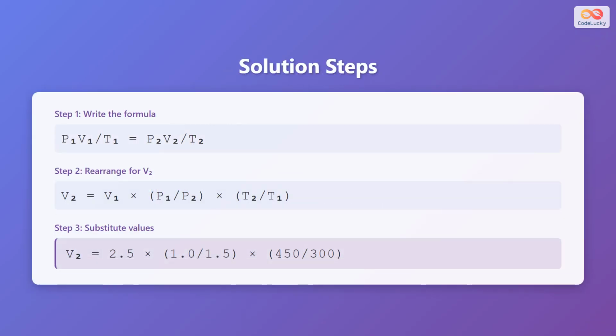Now let's solve this problem step by step. Step 1. Write down the combined gas law formula, P₁V₁ divided by T₁ equals P₂V₂ divided by T₂. Step 2. Rearrange the equation to solve for V₂. This gives us V₂ equals V₁ multiplied by the ratio P₁ over P₂ multiplied by the ratio T₂ over T₁. Step 3. Substitute all the known values into the equation. V₂ equals 2.5 multiplied by 1.0 divided by 1.5 multiplied by 450 divided by 300.